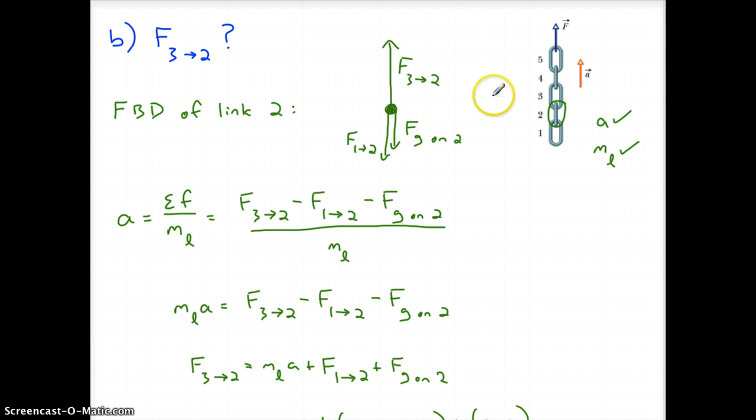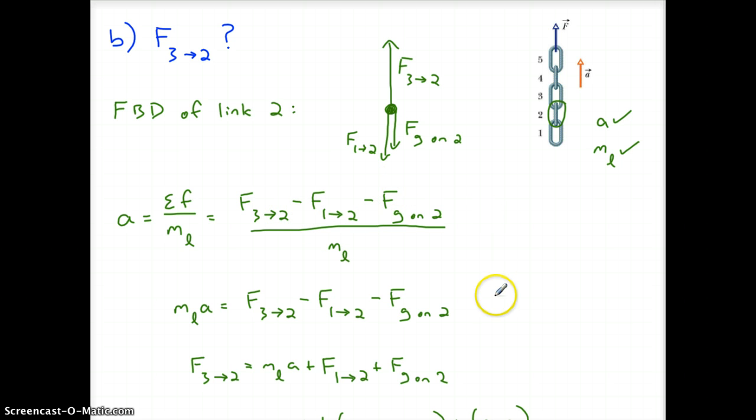And now here's my Newton's second law statement about this free body diagram. The acceleration of link 2 is equal to the combination of forces on link 2 divided by the mass of link 2. And again, the mass of link 2 is just m_l. The forces here combine like this. The upward force from link 3 on link 2 is the prevailing force, and it prevails over the downward force of link 1 on link 2, and also prevails over the downward force by gravity on link 2. And in the denominator still is the mass of link 2.